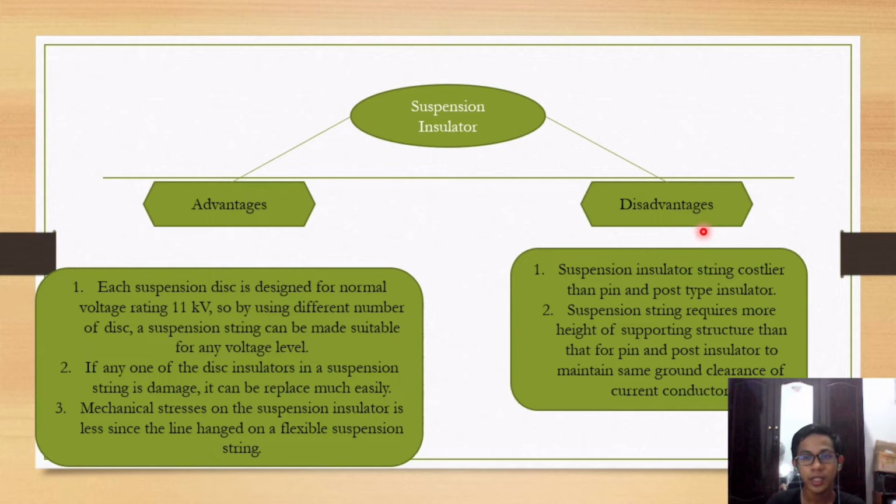For the disadvantages, the suspension insulator string is costlier than pin and post type insulators. The suspension string requires more height of supporting structure than pin and post insulators to maintain the same ground clearance of the current conductor.